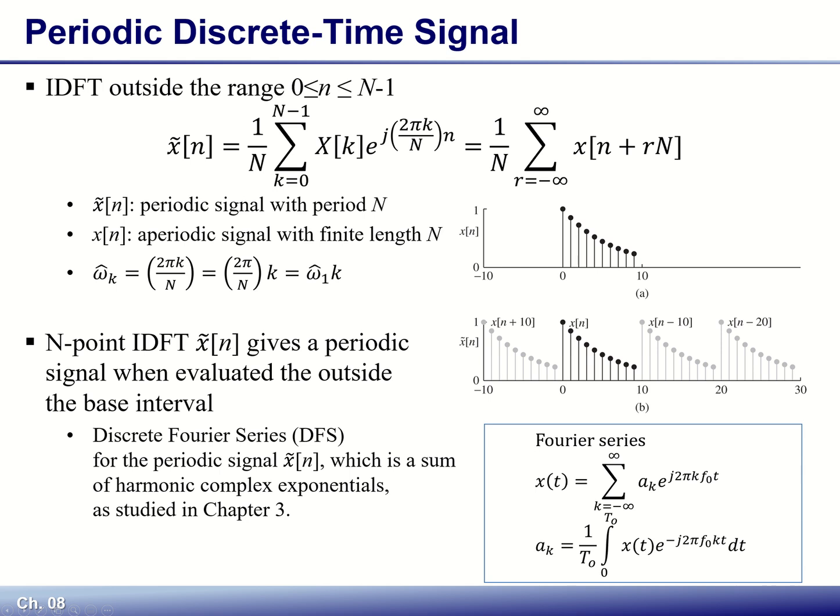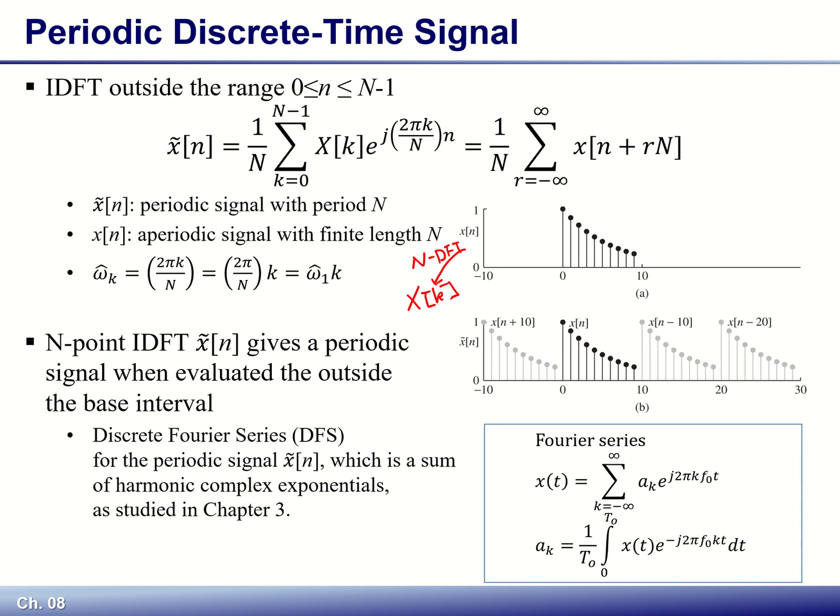We know that DFT has a time periodic property. So if we consider the outside of the baseband range, how can you express it? It means that here we have x[n]. Then we will take the N-point DFT, and then we will have X[k].